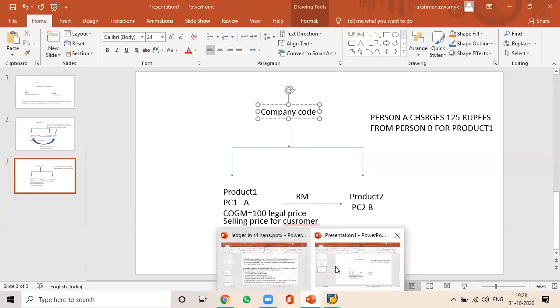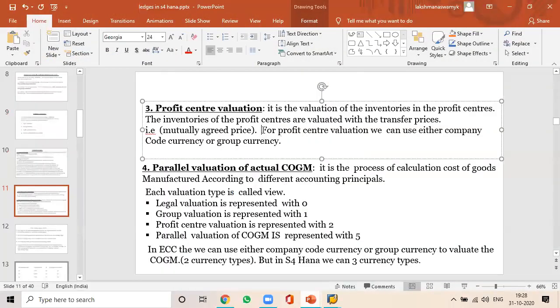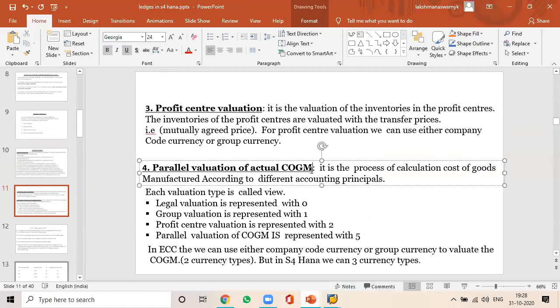So, in the normal ECC, for the profit center valuation we can use either company code currency or group currency. Then parallel valuation of actual COGM. What is the parallel valuation of actual COGM? It is the process of calculation of cost of goods manufactured according to different accounting principles. Here, each valuation is called a view. Legal view, group view, profit center view.